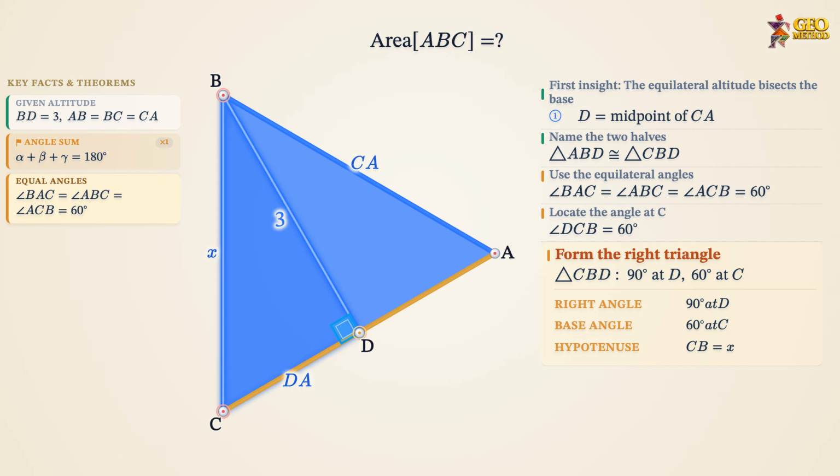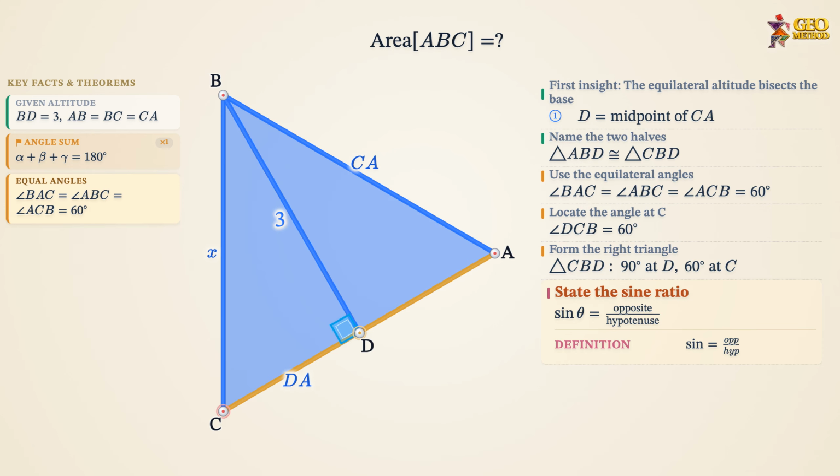Now the right triangle CBD is fully described. It has a right angle at the foot D, a 60-degree angle at C, and the full side CB as its hypotenuse, which we will call X. With one side and one acute angle known, trigonometry can find X.